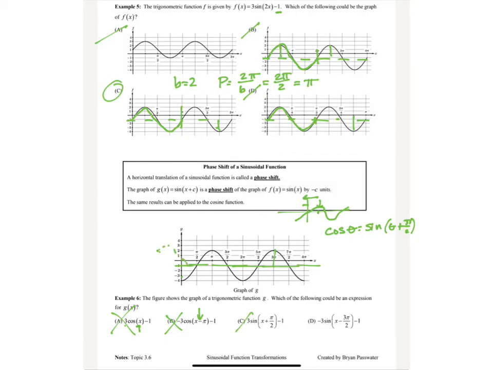Let's try D. It's E, she says. Okay, I'm going to get a different color here. So for D, it's supposed to start at 0. Are y'all with me? Amplify it first. I go up to nothing. Reflect it. Still at 0. Shift it down 1, and then shift it right 3 pi over 2. There we are. I finally hit my function.